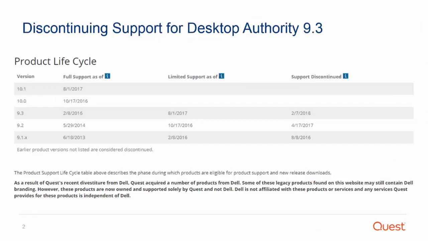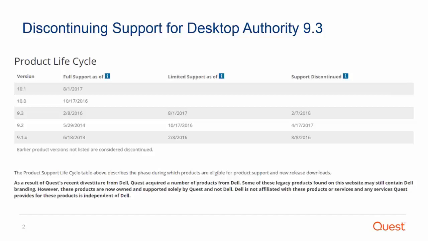As many of you may know, support for Desktop Authority 9.3 will be discontinued February 7th. When support is discontinued for an older version, there will be no new patches or fixes supplied for that version. The download files will be removed from the support portal, and any future technical assistance for that version will be limited to providing information on how to upgrade to a supported version.